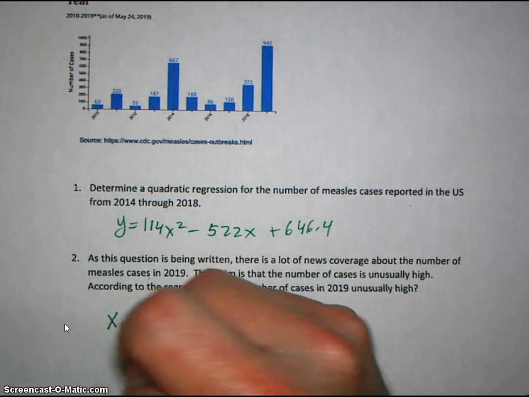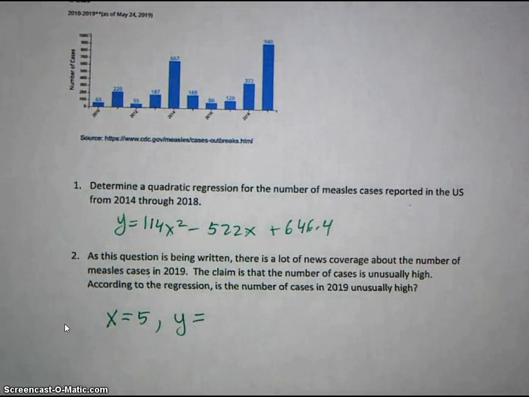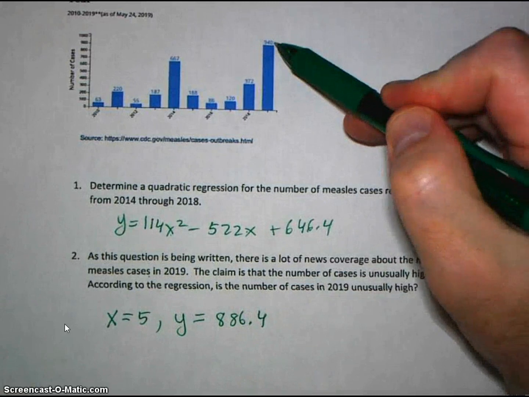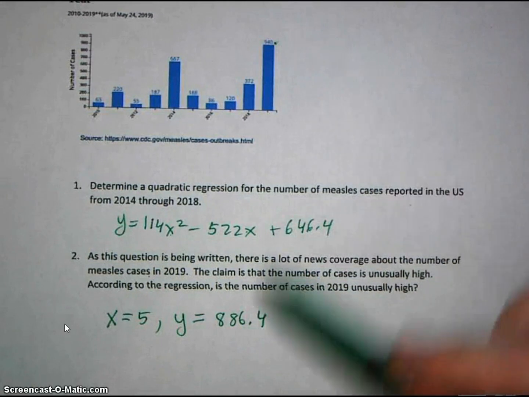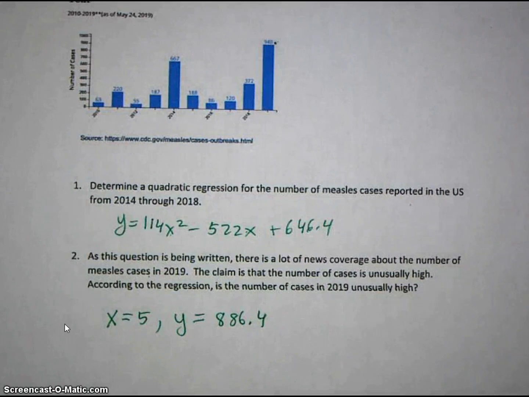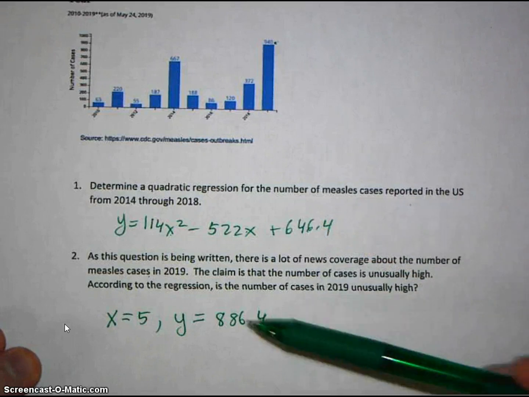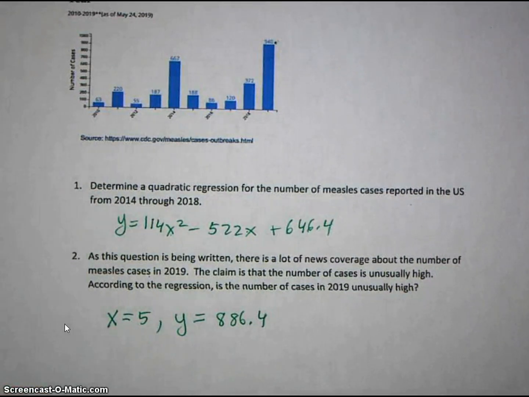Well, 2019 would be year 5, x is 5, and so I would take 5 and plug it in, and when I did that, I got 886.4. Now, if you can read that, up there it says 940. So is that unreasonably high? Depends on how you want to look at it. Again, keep in mind that this equation did not match perfectly, so you might say, well, 886 and 940 are not off by a lot. Or you could say, well, I guess they are off by quite a lot. Depends on your state of mind, I guess, at the time.